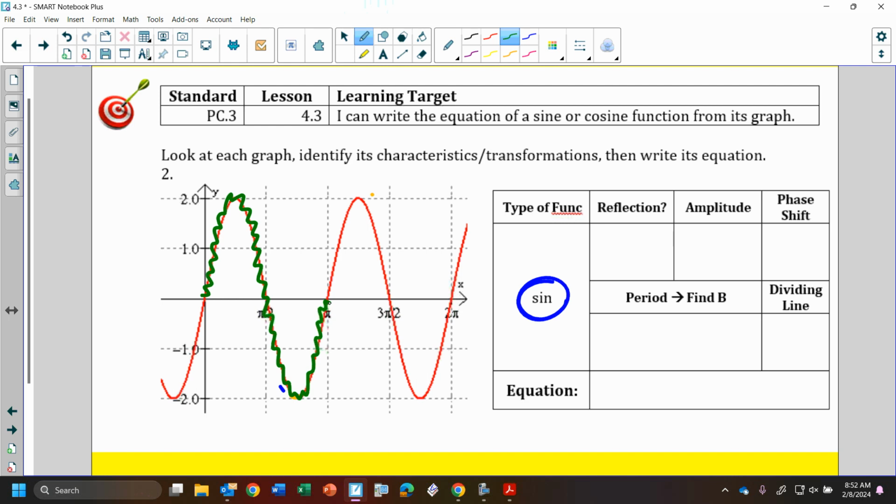All right, so with your partner, can you discuss these? Let me highlight. I want you to talk about: is there a reflection, the amplitude, and the dividing line? Can you discuss those three things? Amplitude, dividing line, is there a reflection? It might be easiest to try to find the dividing line first. Think about the dividing line like splitting the graph through the middle.